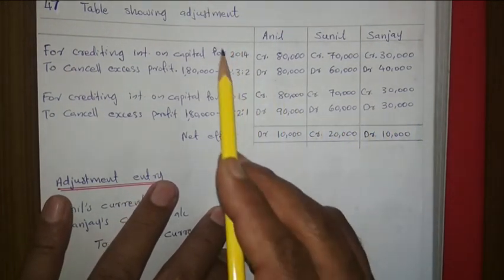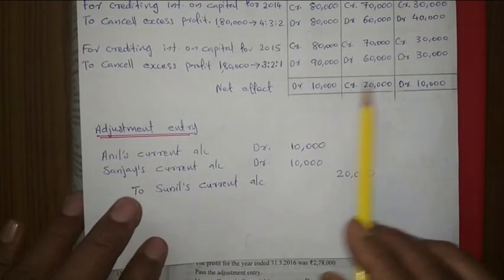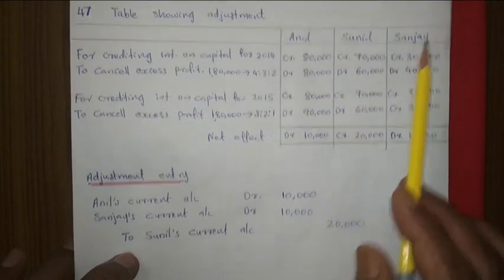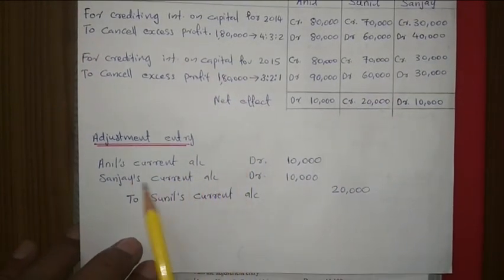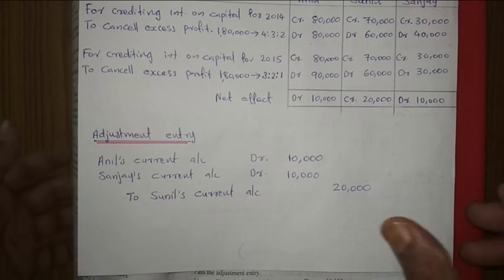The capital account is fixed. That is why we are using the current account, and the debit to account we have to debit. So Anil and Sanjay we have to debit. So Anil's current account debit, Sanjay's current account debit, to Sunil's current account. Narration you can write. So this is the answer of 47.